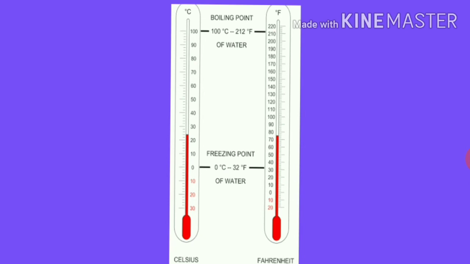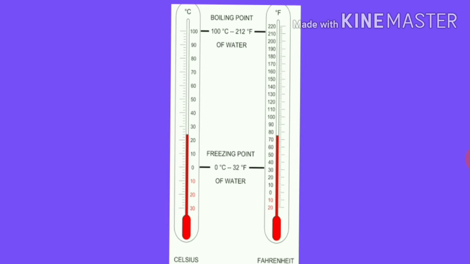Now in the picture you see how the Celsius scale is indicated. The Celsius scale was designed by Anders Celsius. We read it as degree Celsius or degree centigrade. On this scale, the melting point of ice is taken as 0 degree Celsius, which is the lower fixed point. And the boiling point of water is taken as 100 degrees Celsius, which is the upper fixed point.